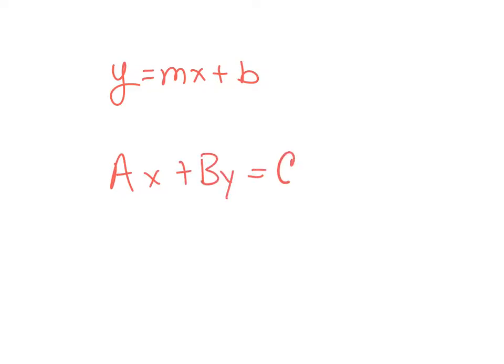To talk through that, you can just watch. We have y equals mx plus b, and this is on your formula chart. And we have ax plus by equals c, and then we have y minus y1 equals m times x minus x1.